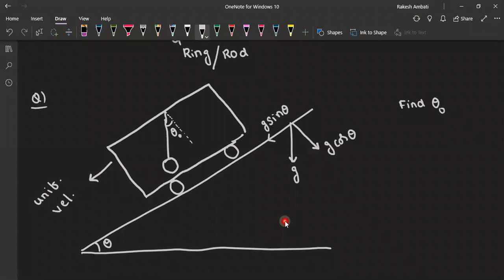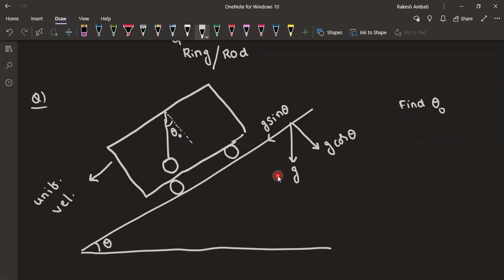So in the question, the car is moving down the inclined plane with uniform velocity. Sir, but if the car is moving down, then the pendulum must be suspended backward, no? Oh, let us see here. Now, what is the theta naught value? The pendulum will be exactly like this, or moving forward or backward. Let us find out.